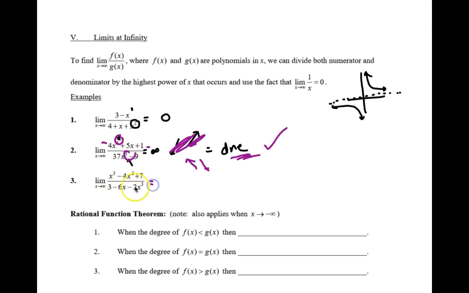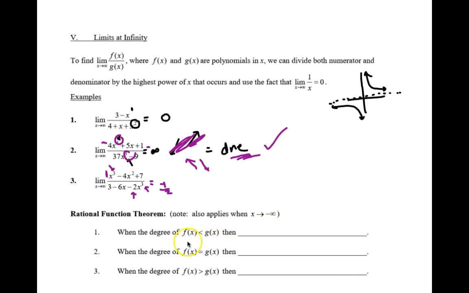The last type of problem is when you have the same degree in the numerator and denominator. So 3 and 3, then you just look at the ratio of the leading coefficients. So the leading coefficient here is a 1. The leading coefficient here is negative 2. So this limit at infinity is negative 1/2.